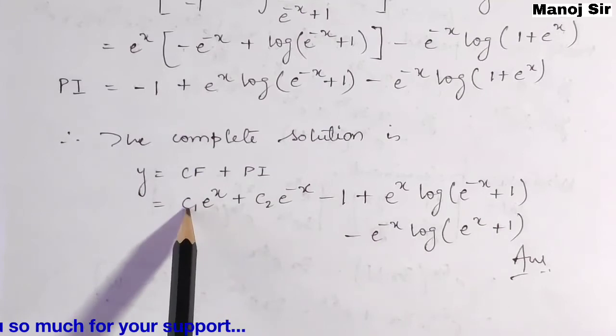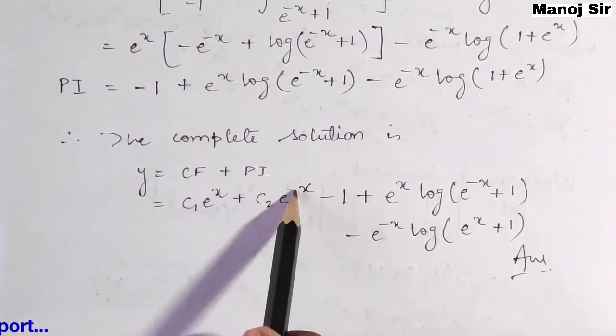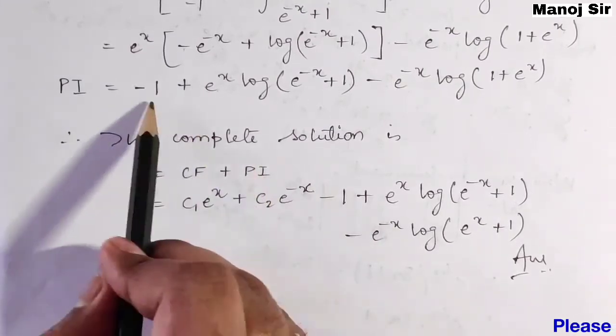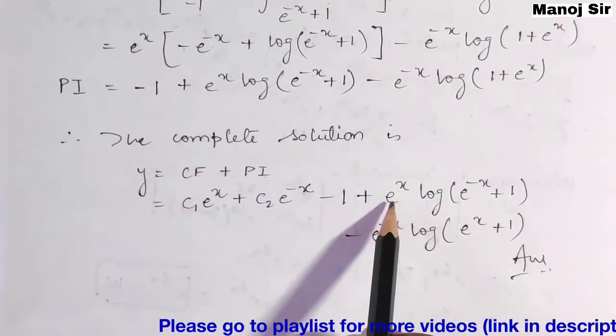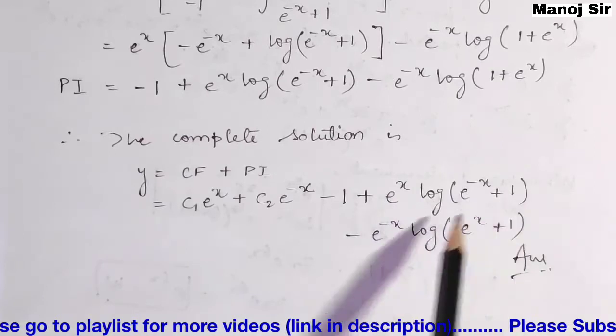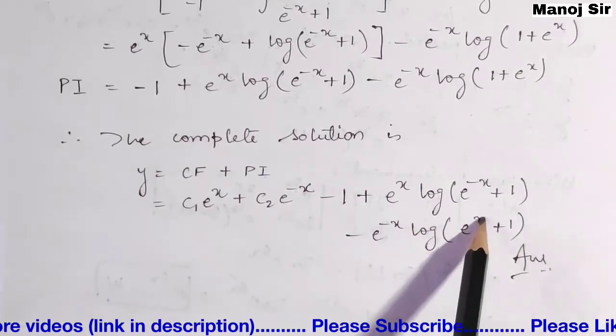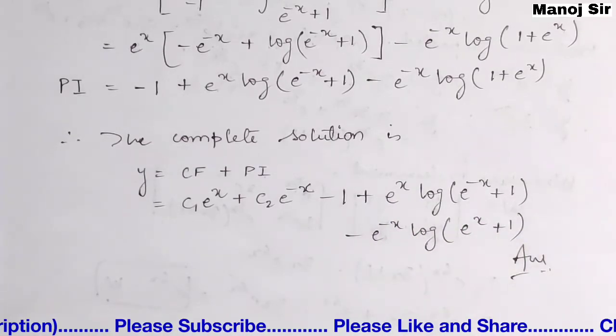What is CF? That is C1 into e to power x plus C2 into e to power minus x. And what is PI? These three terms: minus 1 plus e to power x log e to power minus x plus 1 minus e to power minus x log e to power x plus 1. And this is the final answer.